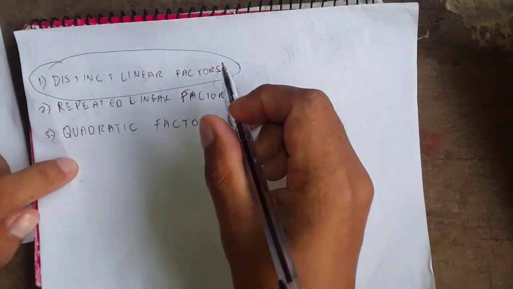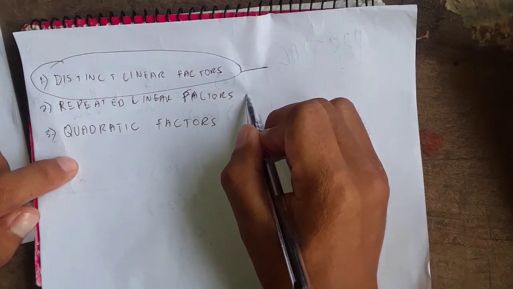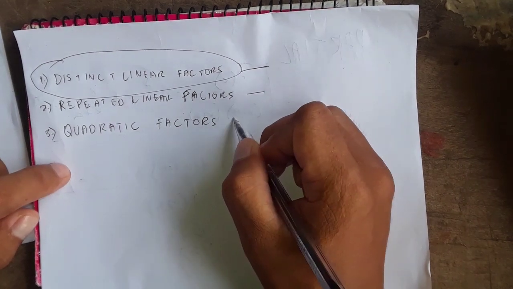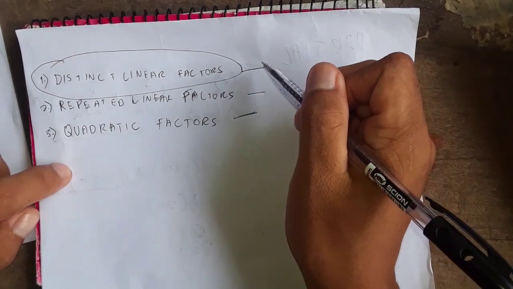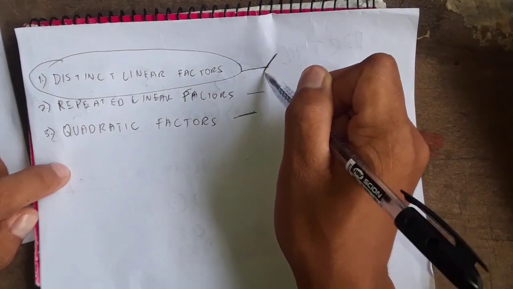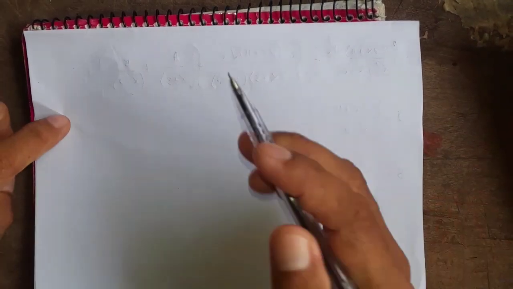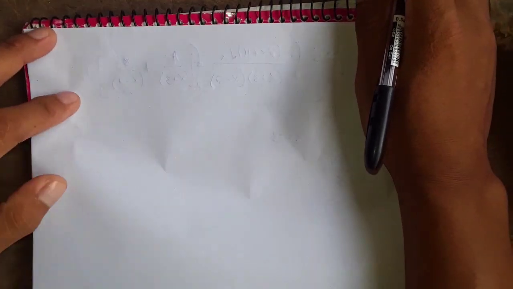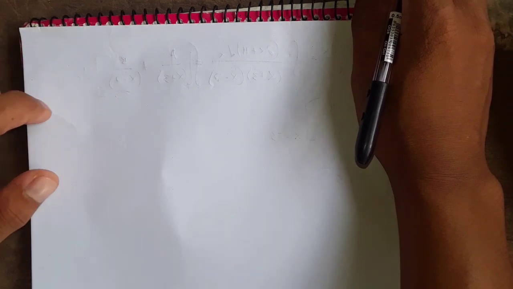First, we have the distinct linear factors. The second is repeated linear factors. And the third one is the quadratic factors. But in this video, I will focus first on the distinct linear factors. The distinct linear factors case is the simplest case, in which the denominator can be broken up into real linear factors, none of which is repeated.